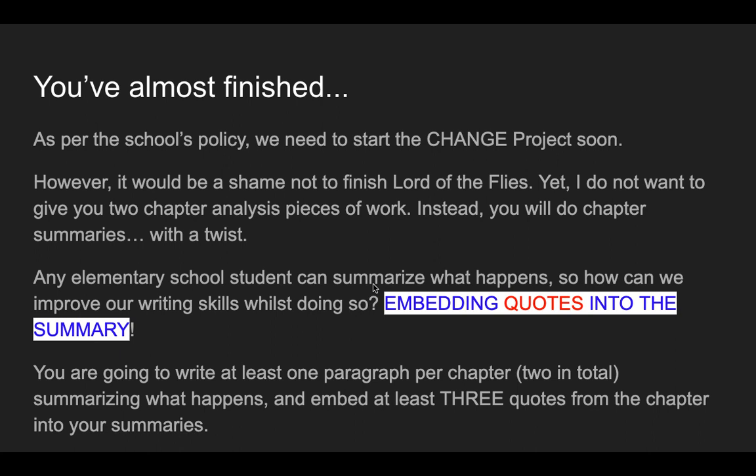So what we're going to do is embed quotes into the summary. As you can see by my blue and red, you know what that's going to look like. We're going to use our colour schemes. So you're going to write at least 1 paragraph per chapter, so that's 2 in total, just summarising what happens in each chapter. And you're going to embed at least 3 quotes from the chapter into your summaries.